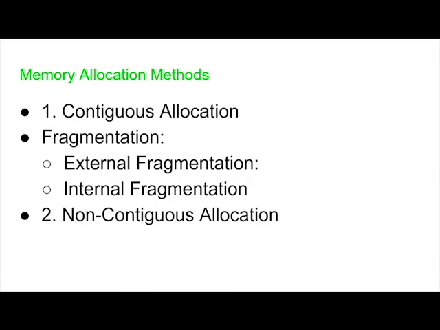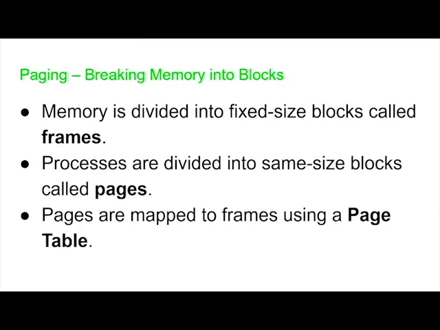The second one is non-contiguous allocation. A process can occupy memory at different places. It is more flexible and efficient, achieved using paging and segmentation, which will be discussed in the later part of this video. So, what is paging? Paging means breaking memory into blocks. Paging solves the fragmentation problem.